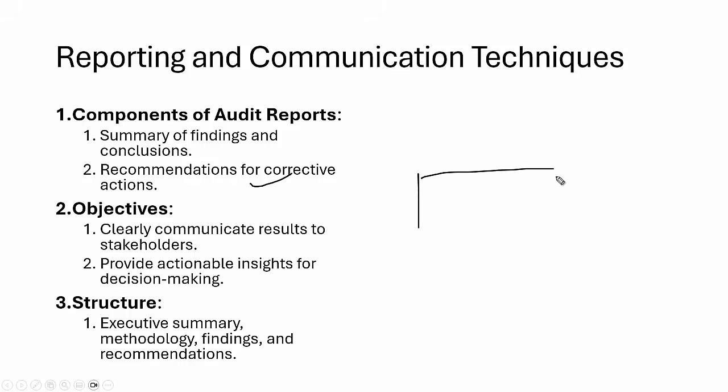So this is the report in which we talk about the risk. We talk about the recommendation, which includes the corrective action, and the action plan will be filled in by the auditee. The objective of providing a report is to clearly communicate the result and provide actionable insight. In the exam, there might be a question on what should be the ideal content of the report. It should include the summary, methodology, findings, and recommendation. That's something you need to understand.